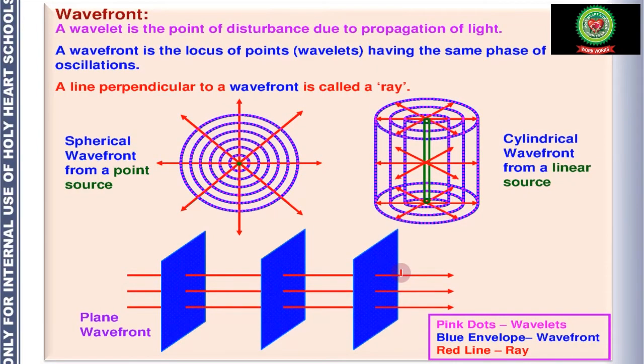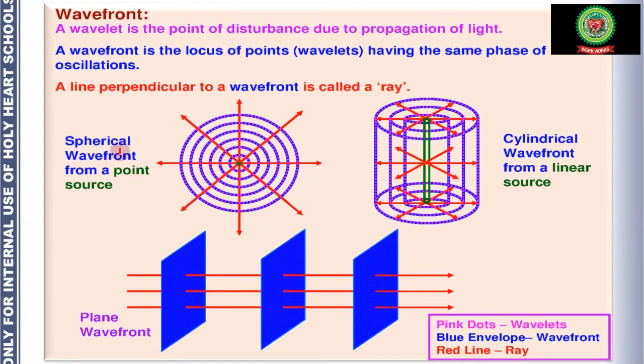Wavefront. Before discussing the wavefront, let's see what is a wavelet. A wavelet is the point of disturbance due to propagation of light. So these dotted points which are in pink color show wavelets. It gives rise to the next wave, or you can say next disturbance. Now, a wavefront is the locus of points having the same phase of oscillations. And the third definition is a line perpendicular to wavefront is called a ray.